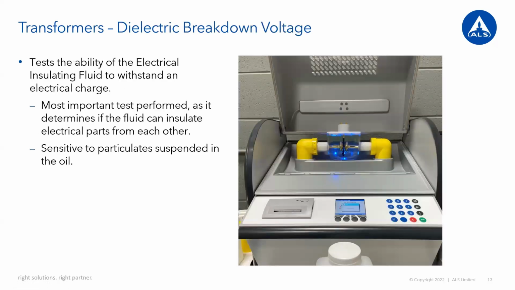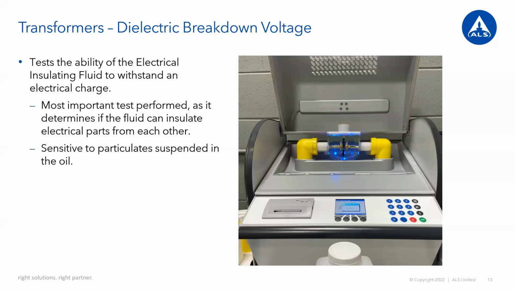Let's talk about dielectric breakdown. It tests the ability of the electrical insulating fluid to withstand an electrical charge. This is the most important test because this is what the fluid's meant to do. So any part within the transformer that has cabling or any sort of metal needs to be wrapped in paper or surrounded by oil. So when we have connections, it's just oil. The idea of the oil is to prevent any electricity flow from going from one metal part to another.